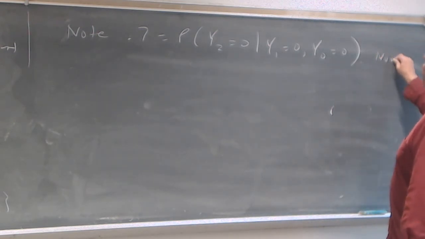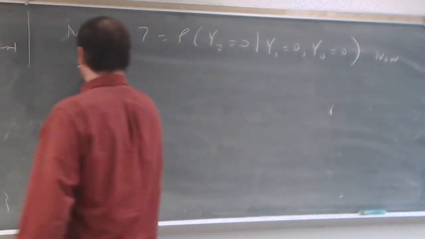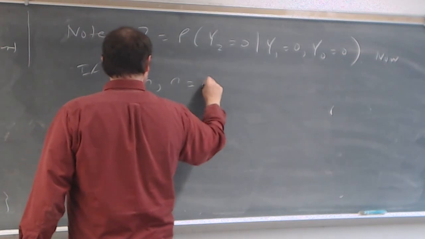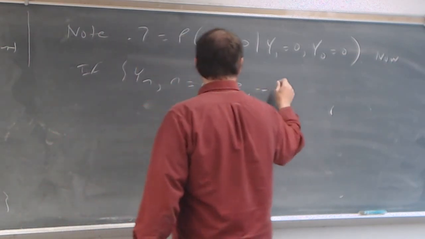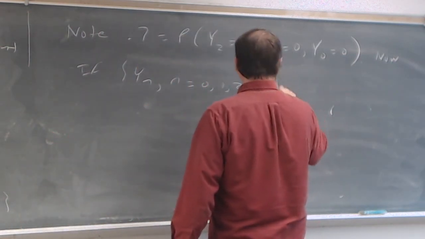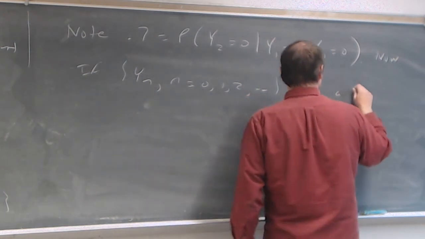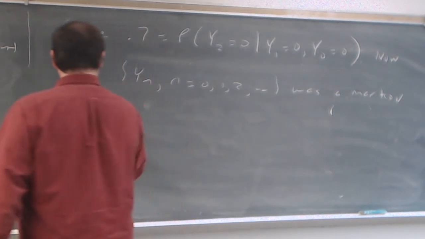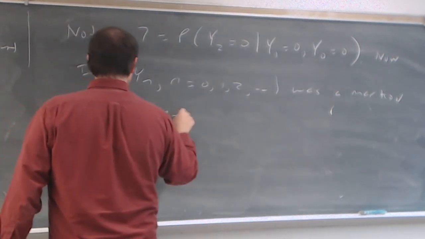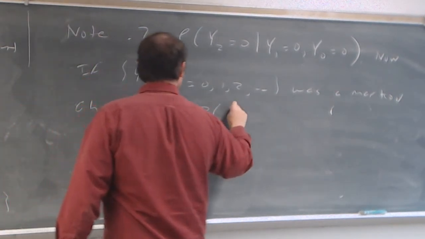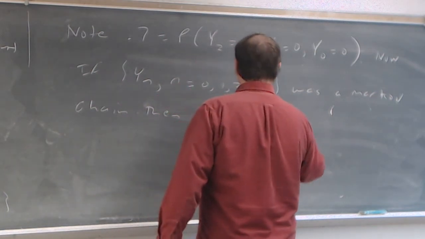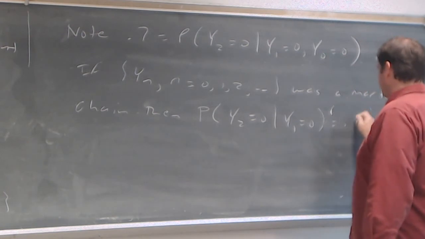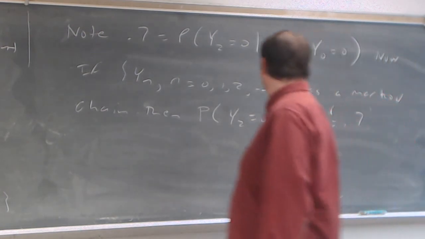Now, if Y sub n, n equals 0, 1, 2, was a Markov chain, then that would tell us that the probability that Y sub 2 equals 0, given Y sub 1 equals 0, because that's supposed to be the same thing, is equal to 0.7. Okay.